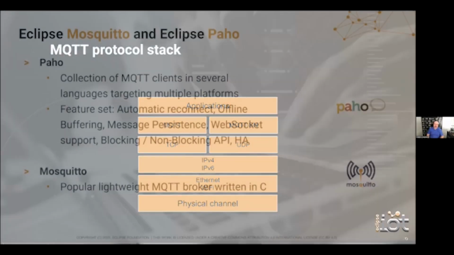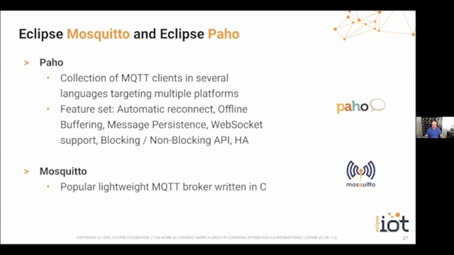So at Eclipse, we've got two very mature projects in the MQTT space. So Paho is a collection of MQTT clients in several languages, and there's a comprehensive feature set in most of those clients. So automatic reconnection, buffering, message persistence, and things like that.